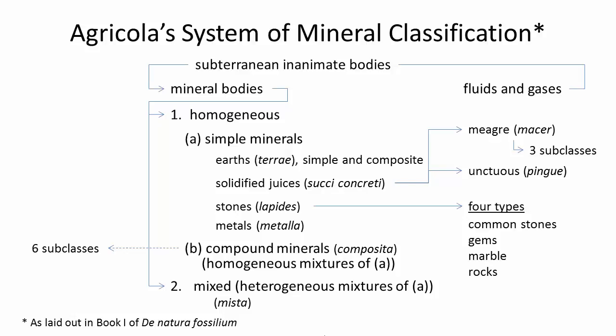To quickly review, Agricola assigned fossilia to 4 types, simple or compounded: terrae, earths, for example clays; succi concreti, usually translated as solidified or congealed juices; lapides, subdivided into common stones, gems, marbles, and rocks; and metalla, metals proper. Lapides, including rocks, gems, and marble, and metalla, metals proper, Comenius has already covered. Agricola's definition of succi concreti were minerals which, when moistened with water, liquefied or softened. Agricola subdivided succi concreti into those that were macer, translated as meager or harsh, and those that were pingue, unctuous. The meager juices were further subdivided into those that congealed from a liquid mixed with an earth, or from a liquid mixed with a metal, or from a liquid mixed with a compound mineral.